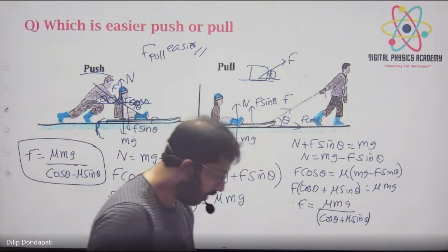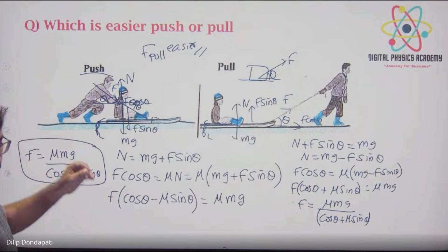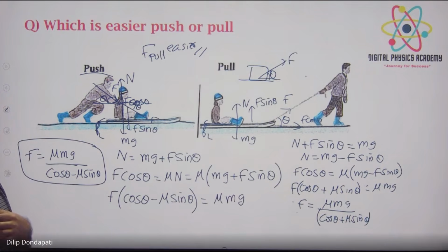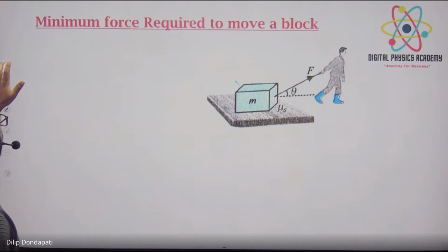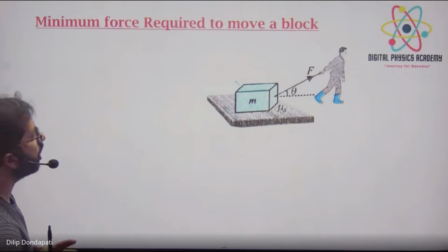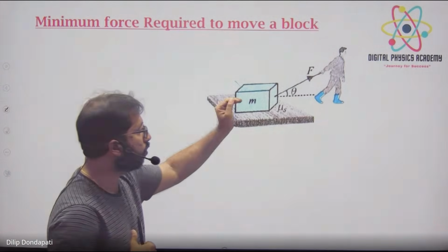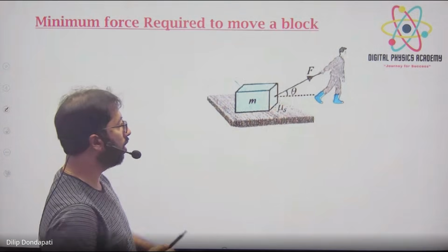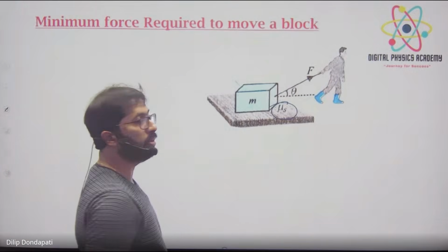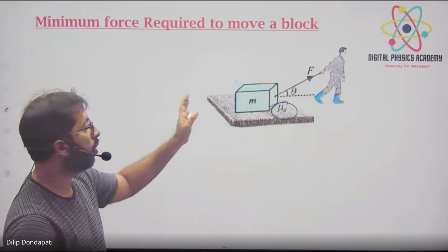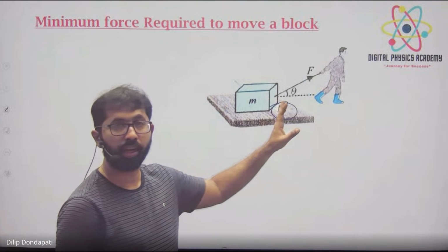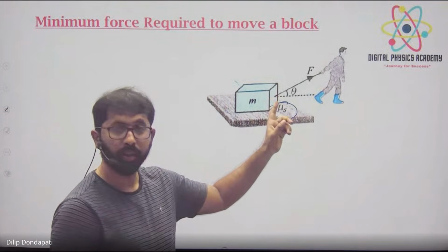Understood? Okay, next. Next, minimum force required to move the block. I am applying a certain force, you know the coefficient of friction is mu s. What is the minimum force required to move the block? So this has a direct formula, a very important formula. Can you tell what the formula is?